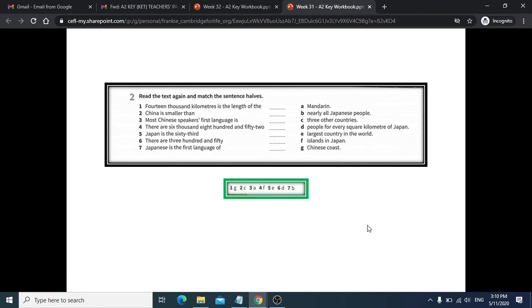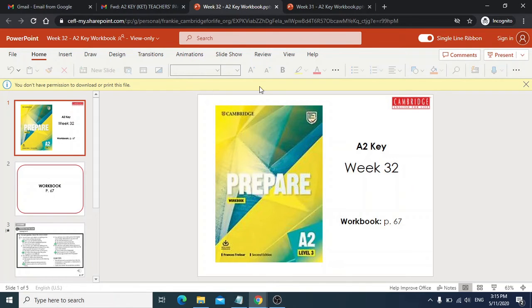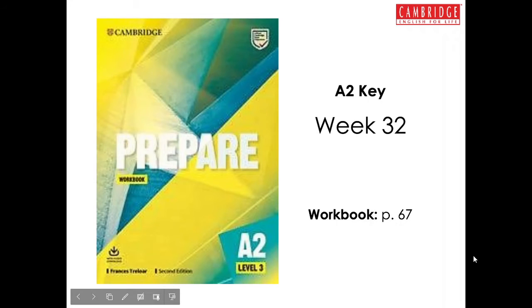All right, so we're done with page 66. Now you should turn your books to page 67, or if you are using the email materials, you should go to week 31 now. Okay, now we move on to week 32, page 67. That will be listening and writing.